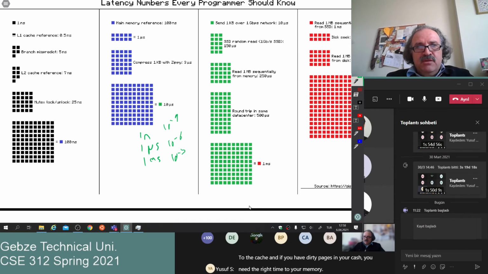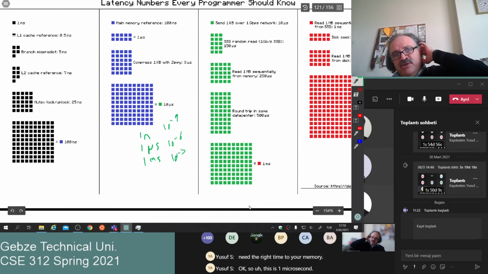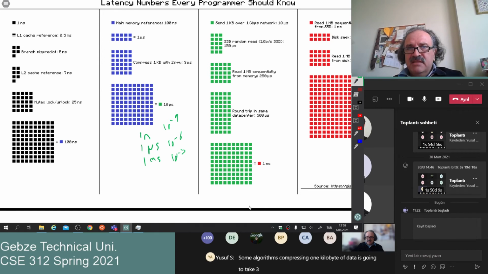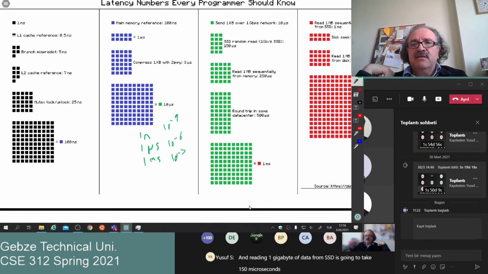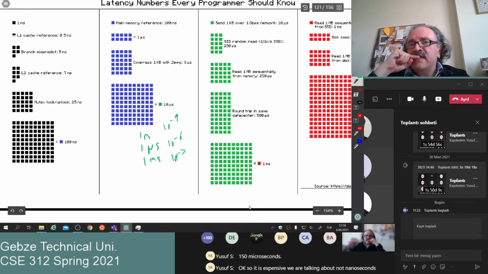Okay, so this is 1 microsecond. Some algorithms compressing 1 kilobyte of data is going to take 3 microseconds, and reading 1 gigabyte of data from SSD is going to take 150 microseconds. Okay, so it is expensive. We are talking about not nanoseconds but microseconds.